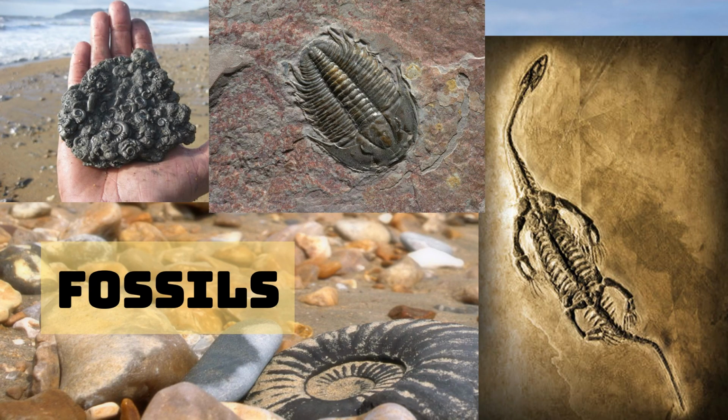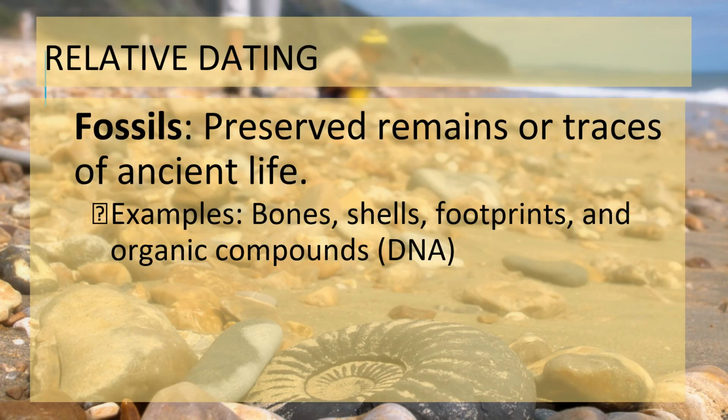All right, next up, one of the coolest parts of our earth science class, we got fossils. We got some examples here, a bunch of marine stuff, lots of critters with shells, right? So fossils are just the preserved remains or traces of ancient life. So bones, shells, footprints, and organic compounds are all things that can be fossilized, although harder things like bones and shells you're going to see a lot more often.